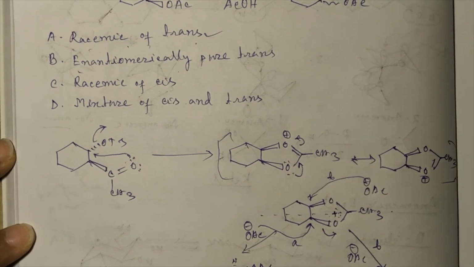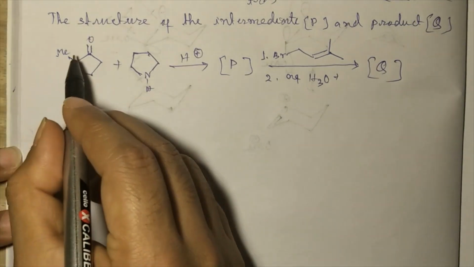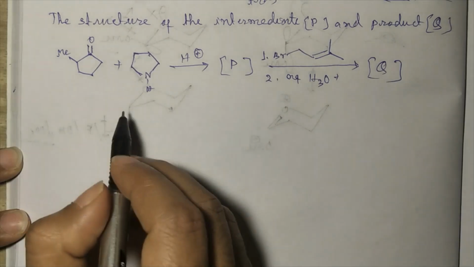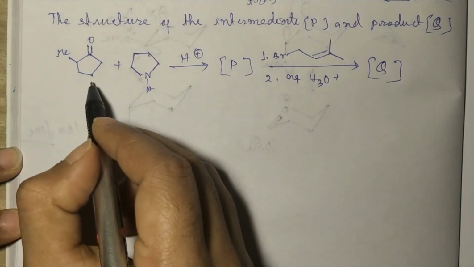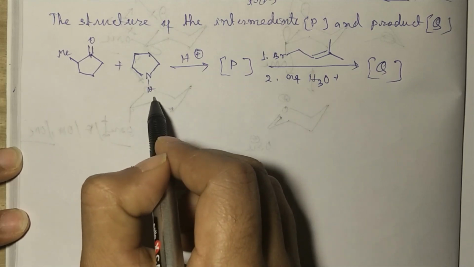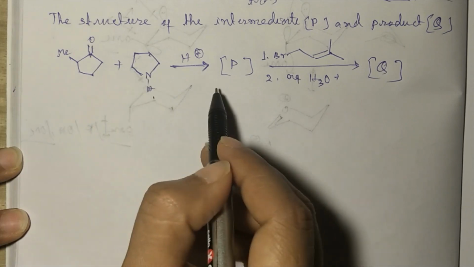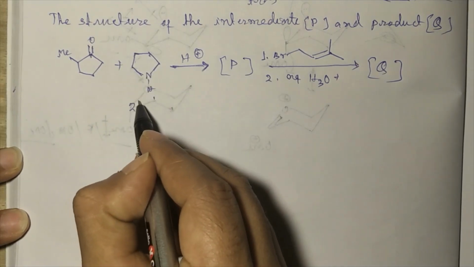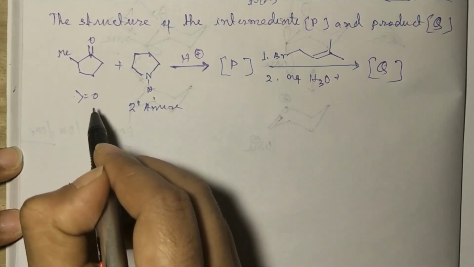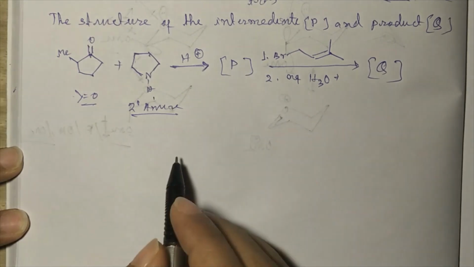So guys, if you have any doubt, please let me know in the comment box. Next question: the structure of the intermediate P and the product Q of the following reaction. As you can see, this is a cyclopentanone derivative. This is pyrrolidine in presence of acid. This is an enamine formation reaction. This is a secondary amine, 2-degree amine, and this is a keto compound. So a keto compound reacts with a 2-degree amine in presence of acid to form an enamine.